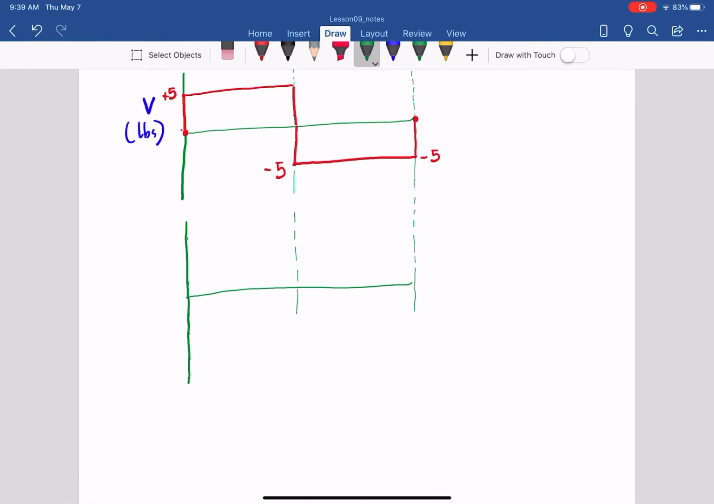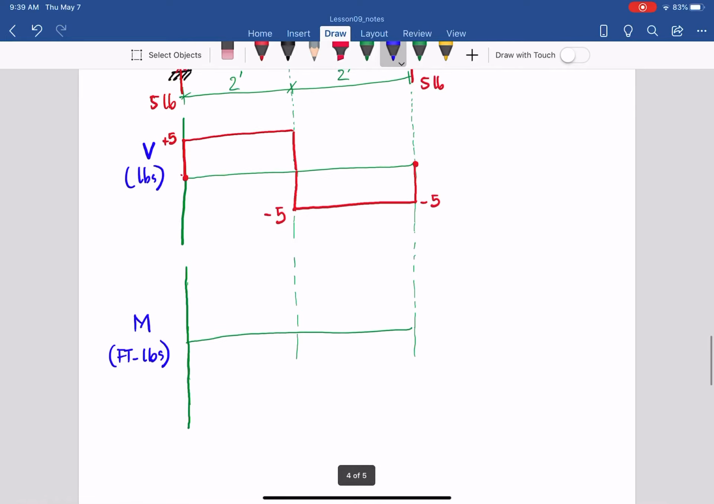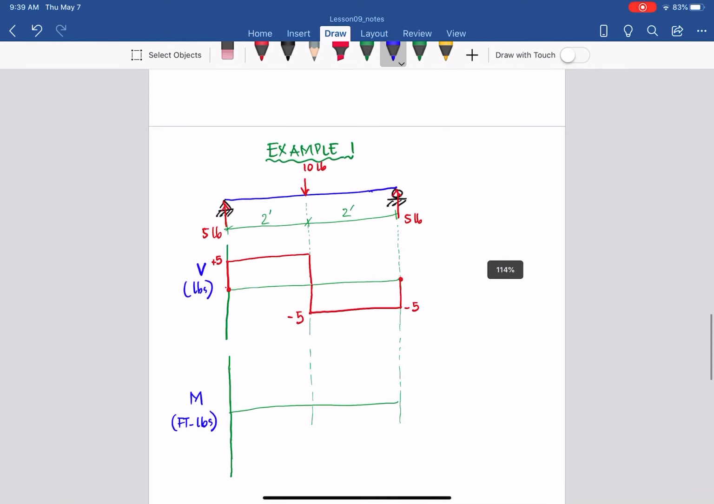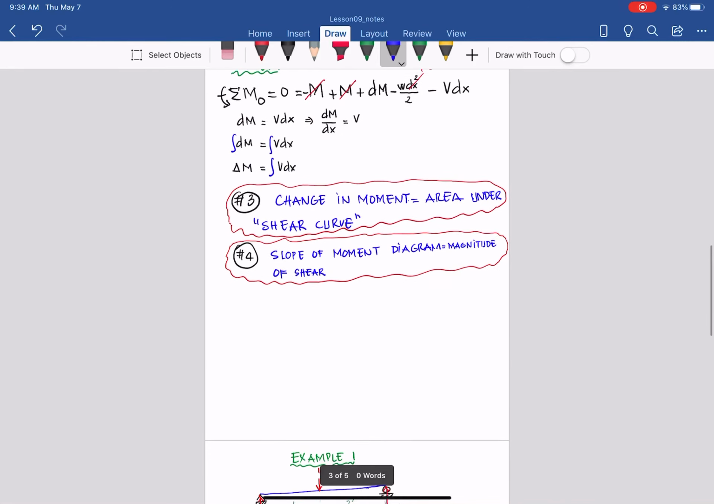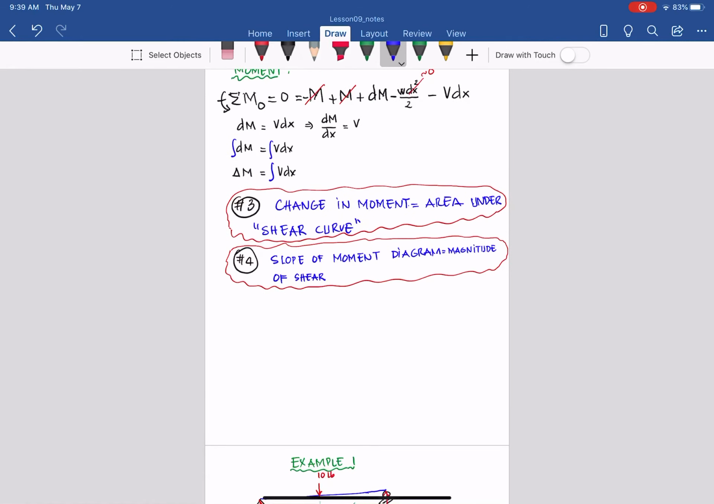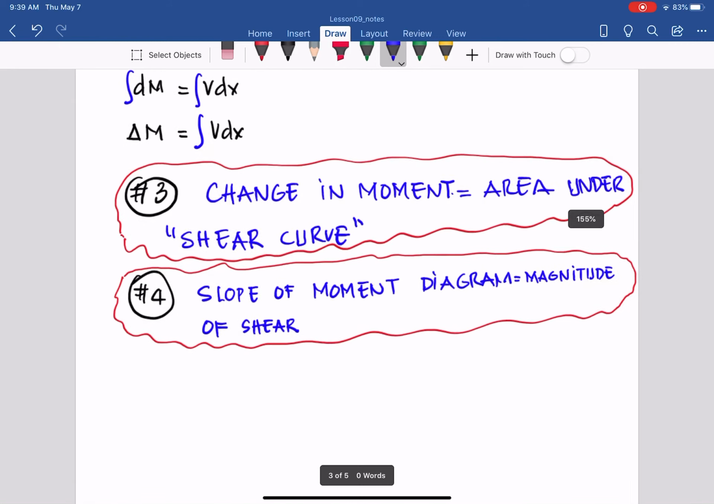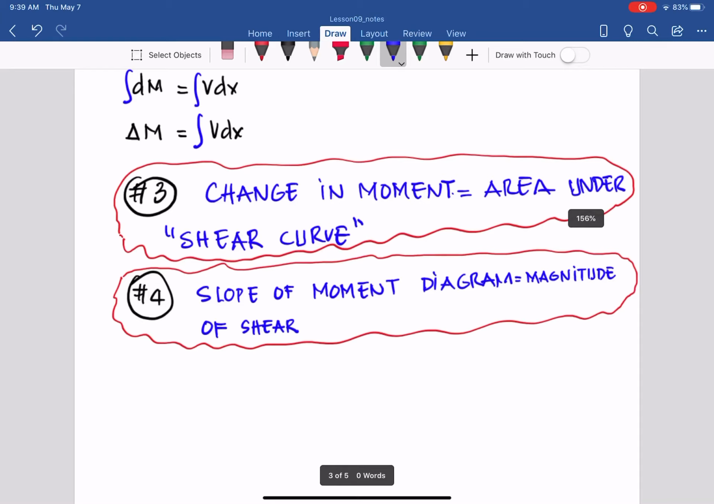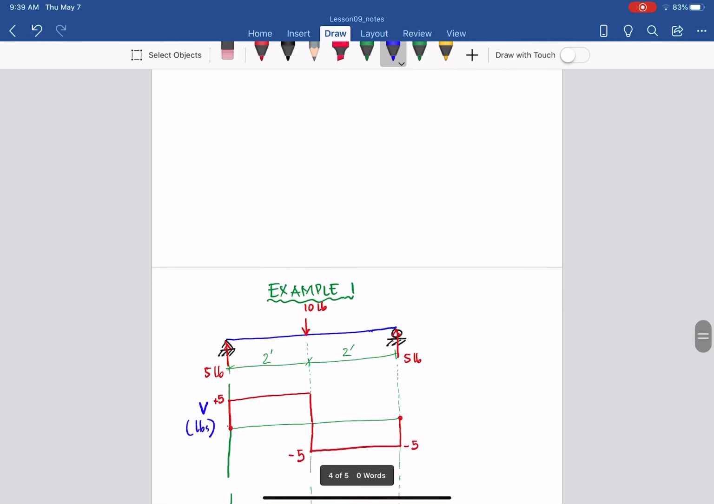Moment here. So moment M, and of course in this case it will be foot-pounds for the unit, with the problem given to us here. So it will be foot-pound. So what we can say from the moment, as you can see, when you draw moment, you look at the shear diagram: the change in moment is the area under the shear curve, and the slope of the moment diagram is the magnitude of the shear. So what does that mean in here?